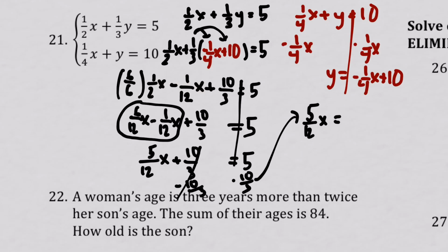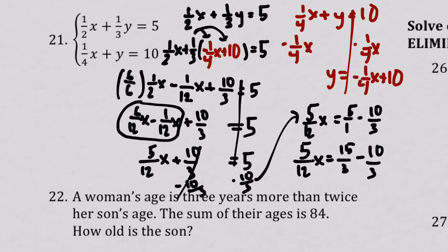What you need to do there again is make them fractions. So it's 5/1 minus 10/3. Have a common denominator, so multiply the first fraction by 3/3. Which will give you 15/3 minus 10/3. 15/3 minus 10/3 is 5/3, so 5/12x equals 5/3. I am going to erase some of this work so that I can continue over here.